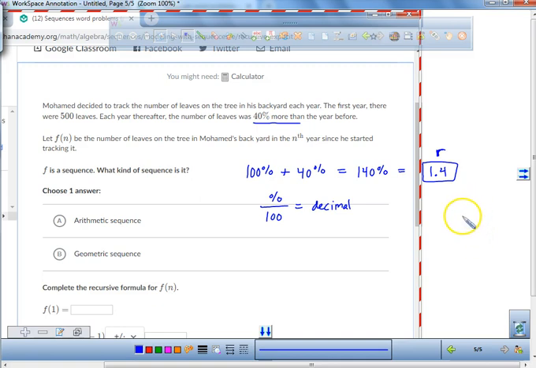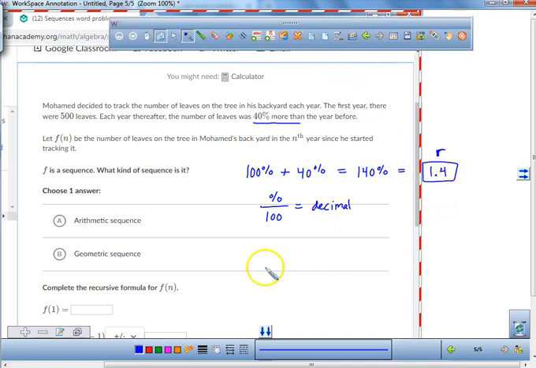It'll be immortalized now, forever. All right, so right here, this is our R value. That's our common rate. All right. So right now, this is definitely geometric.